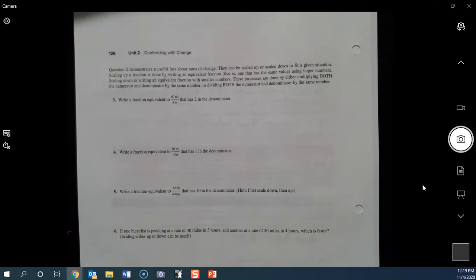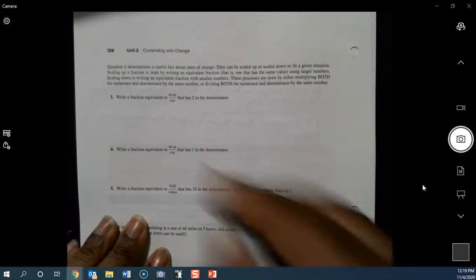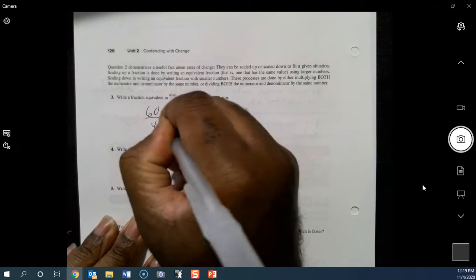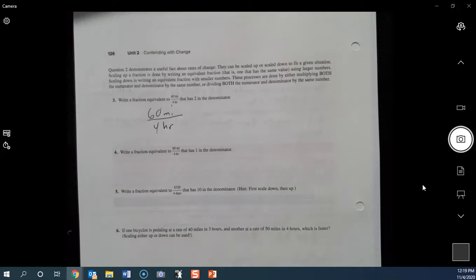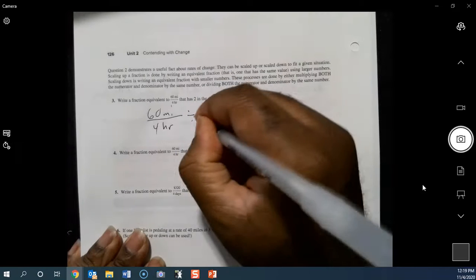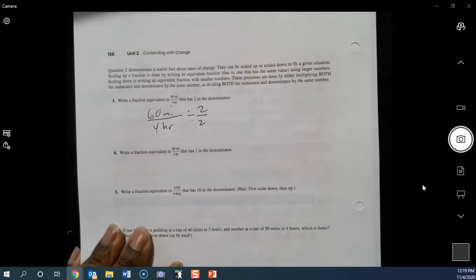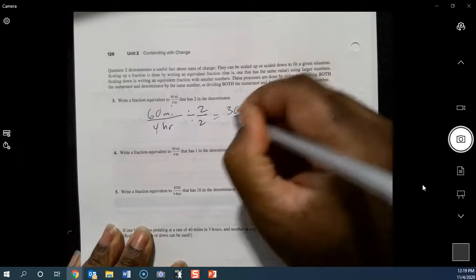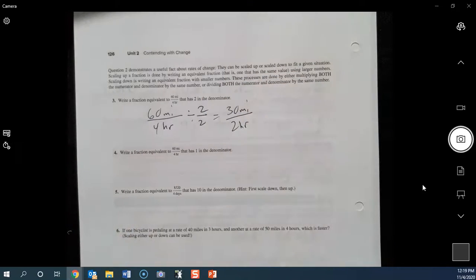Number 3, write a fraction equivalent to 60 miles over 4 hours that has 2 in the denominator. So we have 60 miles over 4 hours, but we want 2 in the denominator. So we ask ourselves, 4 divided by what is 2? And we know that's 2. So we'll divide the numerator and denominator by 2. So that'll give us 30 miles for 2 hours.